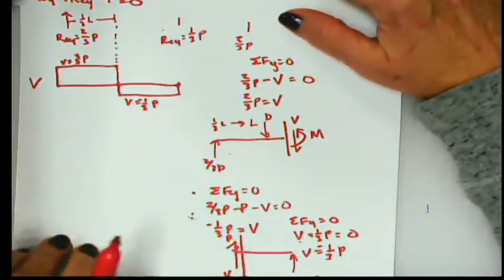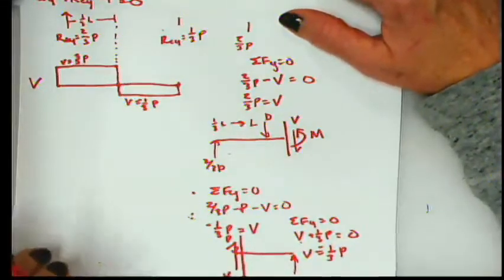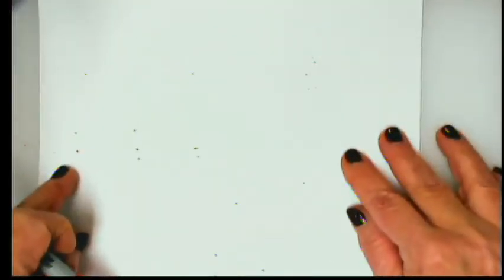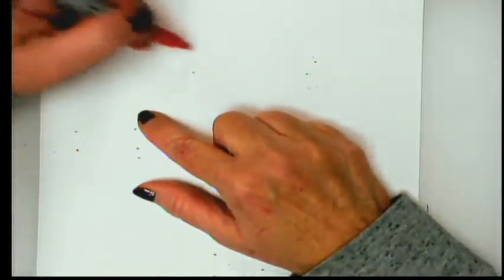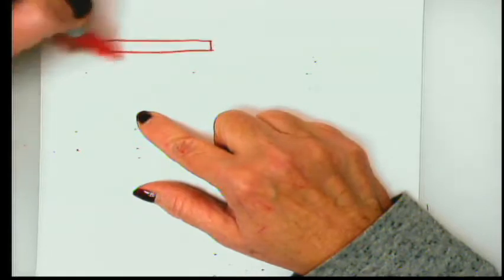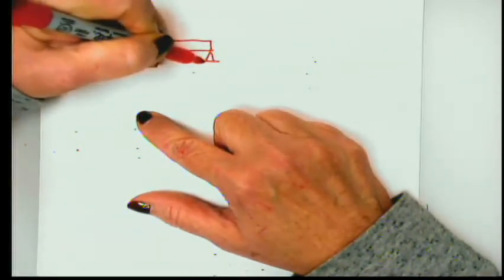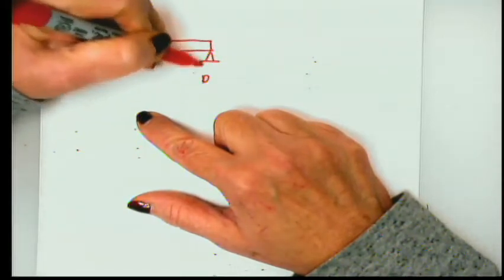Right. Let's look at one other one. I'll do 729 so that we can take a look at what's going on with a distributed load. Okay, here on 729, we have a beam that looks like this. Here's point A. Here's point D on rollers.